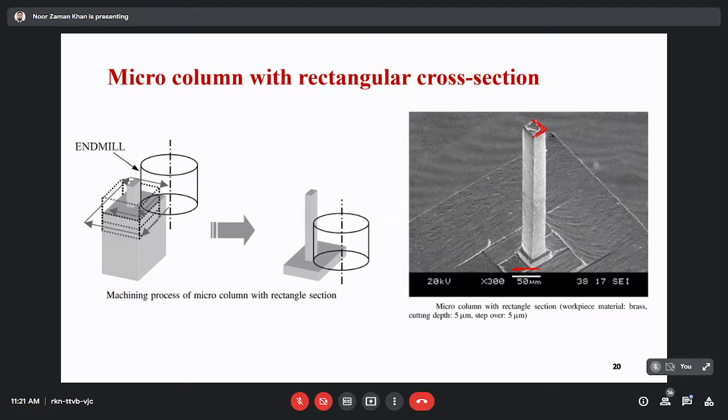This method reduces the applied forces on the machined column, and thus it reduces the deformation of the already machined section. So this is some image of the machining of a micro column with rectangular cross section. This is the strategy of machining this column. They have used a cutting end mill, and they have performed machining on this side. So this is the final product.